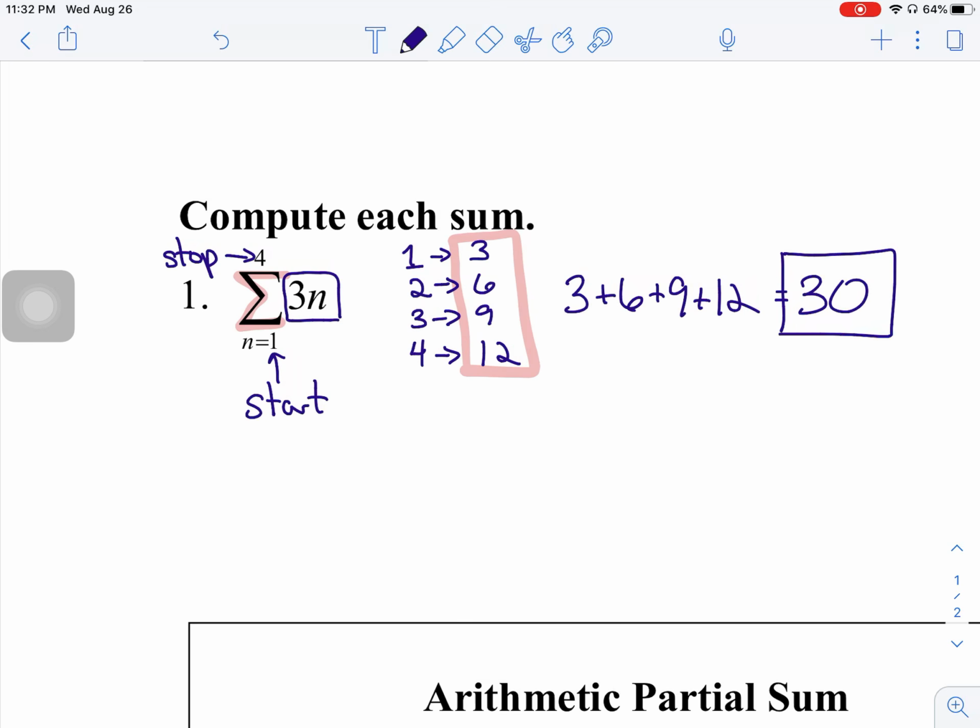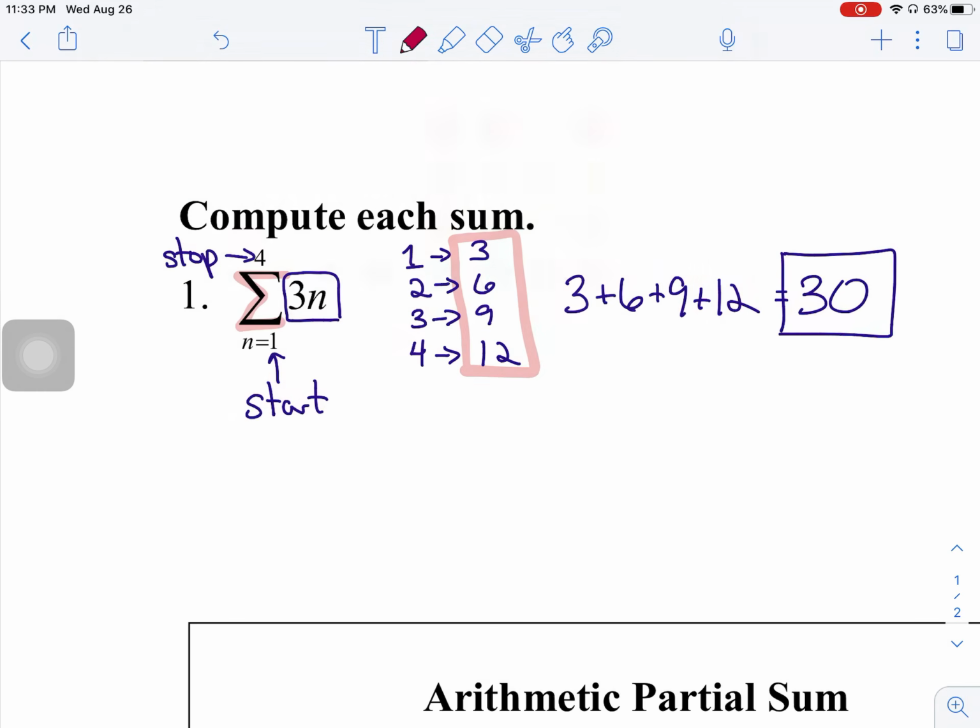That's hopefully not too bad. Again, a few different things. This is the value you're starting with. This is the value you're stopping with, so 1, 2, 3, 4. And this expression is what you're asked to do with each of those numbers. Once you've got those values, this is a small enough sequence that it's not too bad to find them, just add them up. That's what sum means to do.